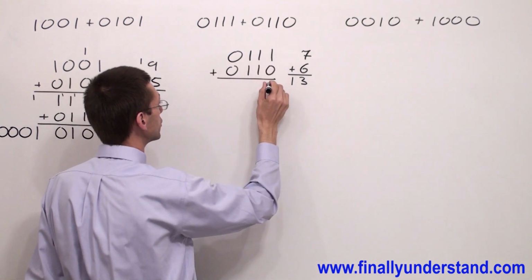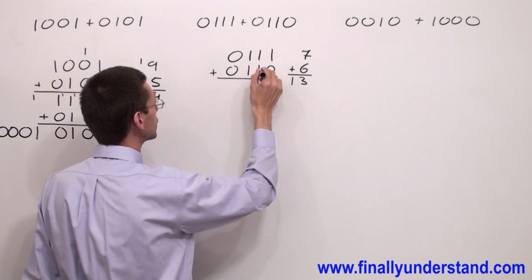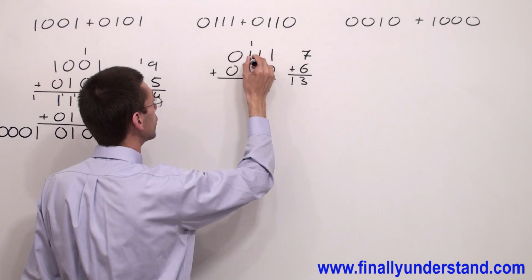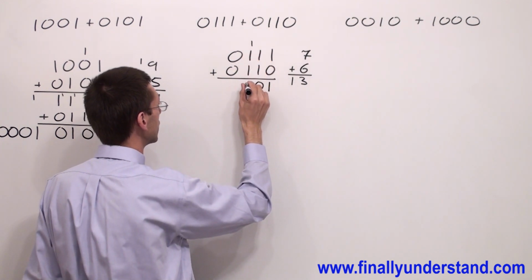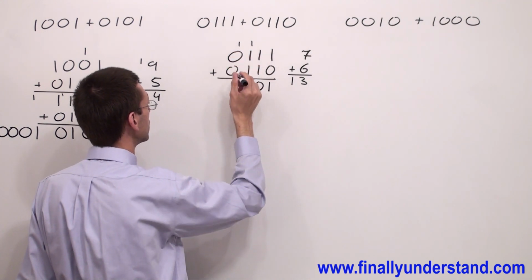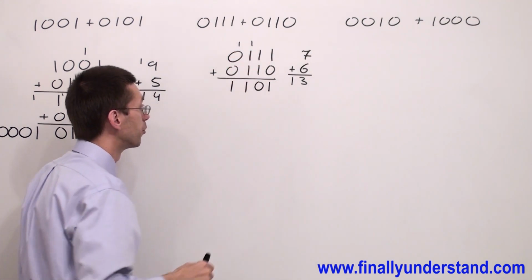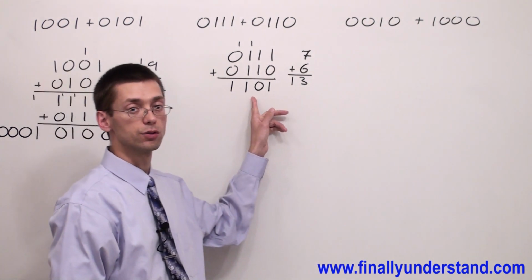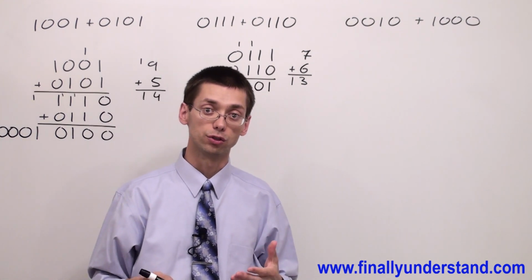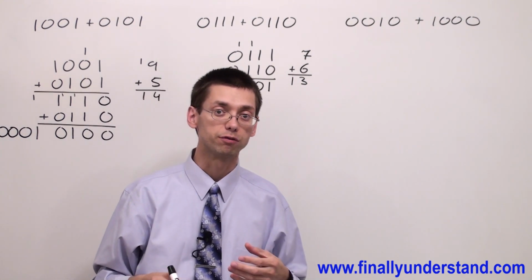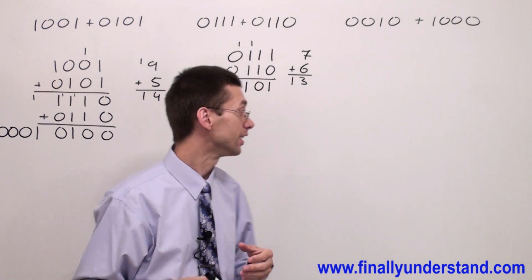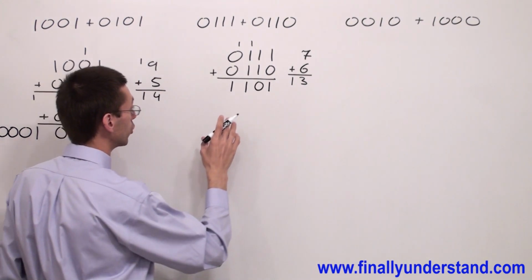1 plus 0 gives me 1. 1 plus 1 is equal to, right, 0 and carry of 1. 1 plus 1 plus 1 is 3, right, 1 and carry of 1. 1 plus 0 gives me 1. Please notice that our answer is binary 13. But we are not looking for the binary answer. We are looking for the BCD answer. In other words, binary coded decimal.